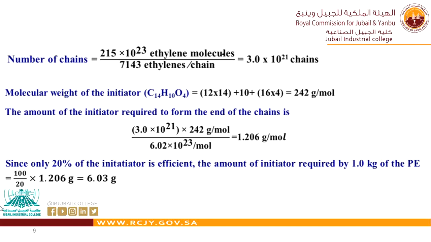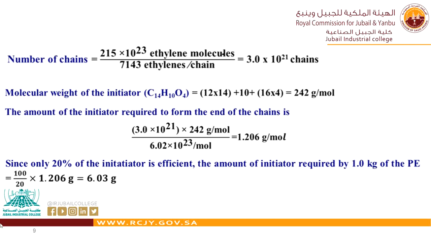So we take the mass of the polymer divided by the molar mass of the polymer, the molecular weight of its repeating unit, and that will become a mole. That mole is then multiplied by Avogadro's constant, and this will give you the total number of the monomer. The total number of monomer divided by the degree of polymerization will give you the number of chains. The number of chains multiplied by the molecular weight of the initiator, divided by Avogadro's number, will give you the amount of initiator in grams.